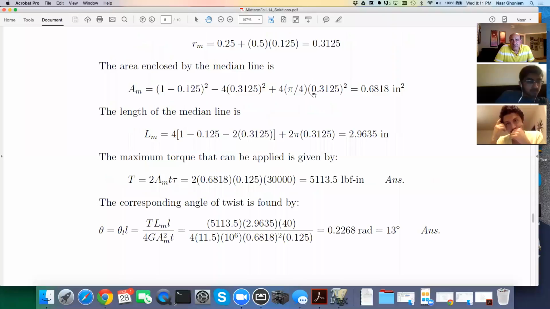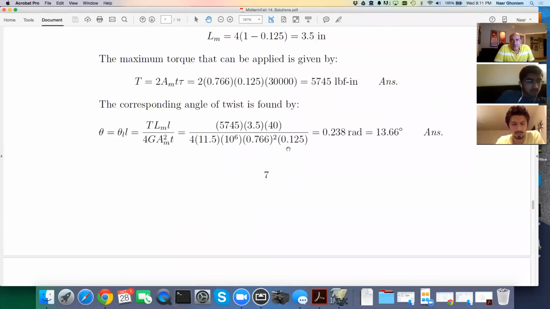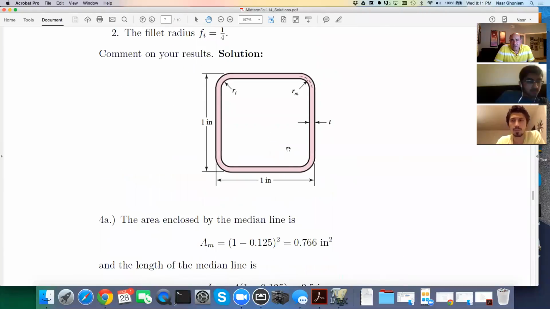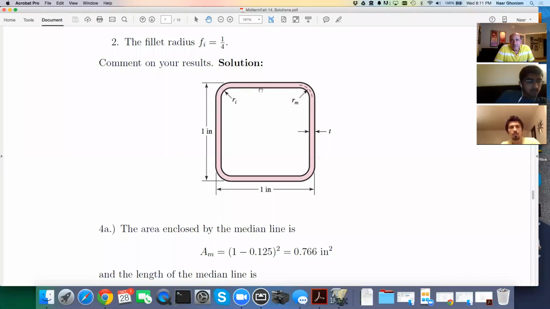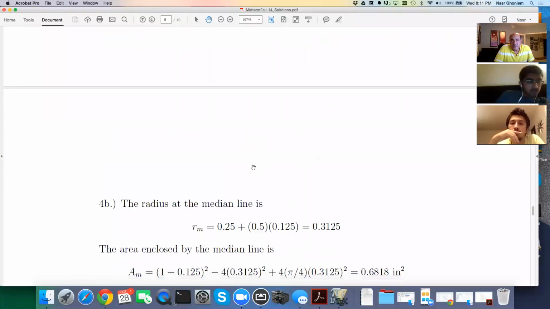Then you just have to do this calculation. So the mean area, same thing for the mean median line here. Okay, so this problem, if I summarize it, it's a thin wall problem, Bredt's formula, but the difference is that when we get these corners, we do some more geometry work on it.